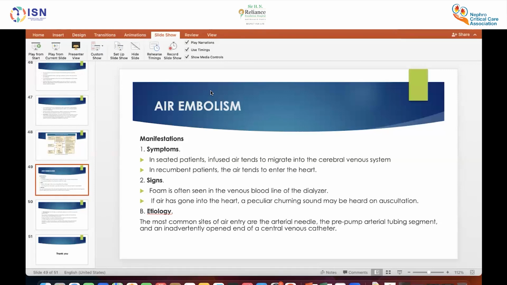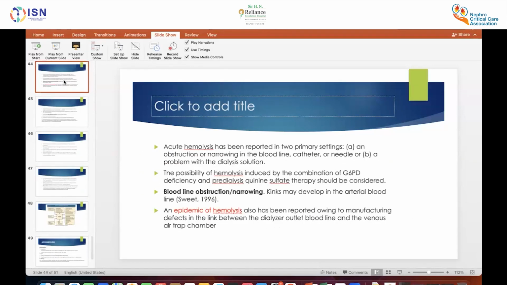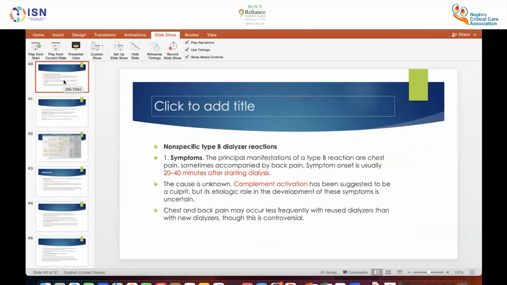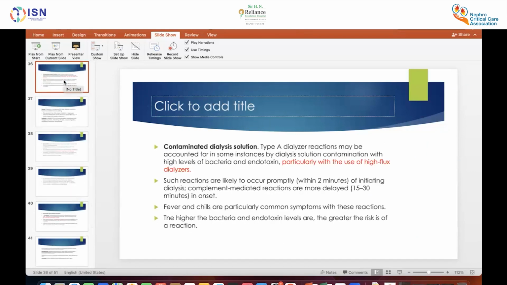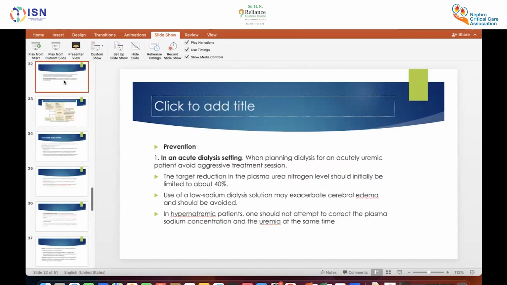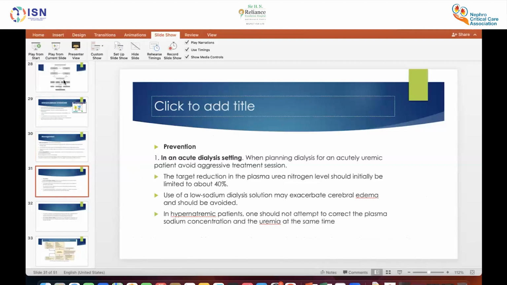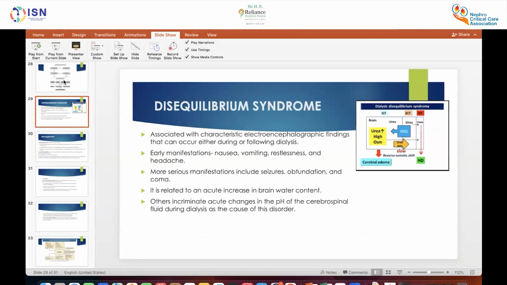Okay. Yes, sir. I think the hemolysis part you have done well. I think there should not be any confusion in that. Can you go to DDS, dialysis disequilibrium syndrome? Yeah, that figure you have shown in the other slide. This one, sir. Yeah.